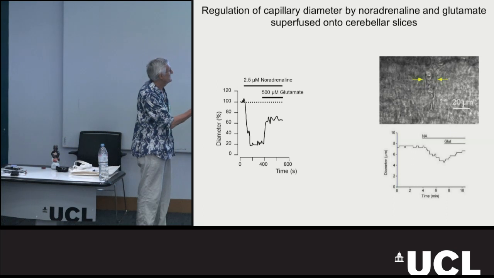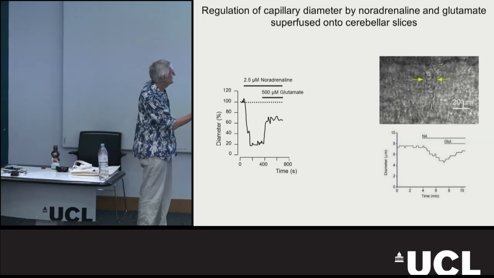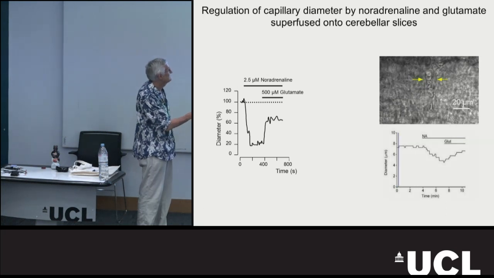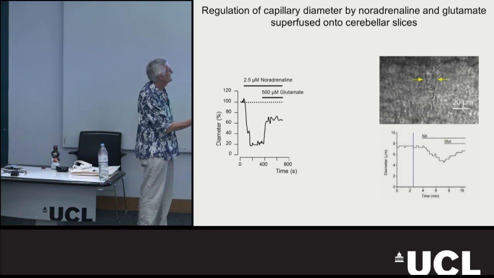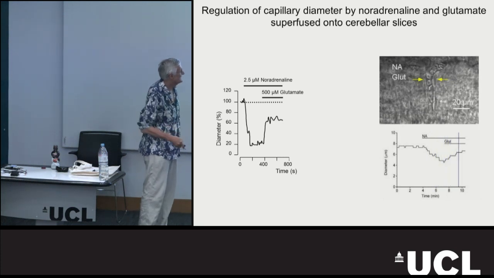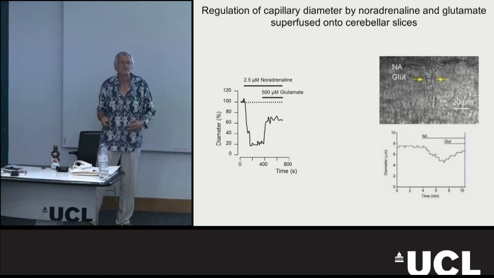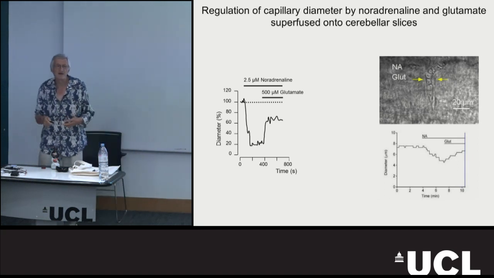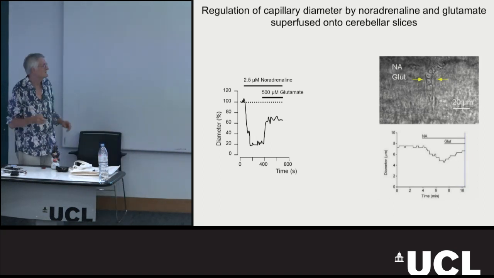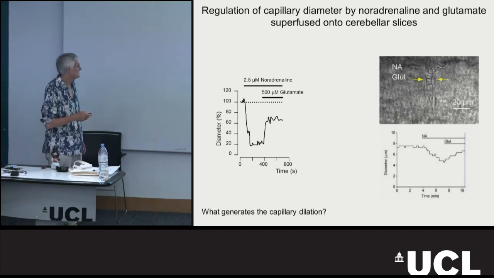This is the molecular layer. These are red blood cells in a capillary. There's a pericyte sitting just here. And when I play the movie, if we apply noradrenaline now, you'll see that this pericyte squeezes the vessel, and when we superimpose glutamate, it dilates the vessel. So these neurotransmitters can constrict and dilate capillaries by acting on pericytes.